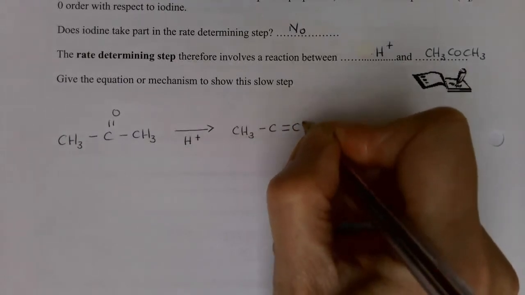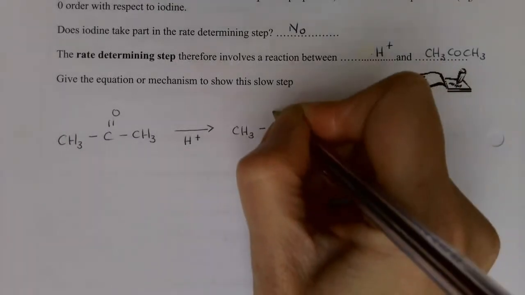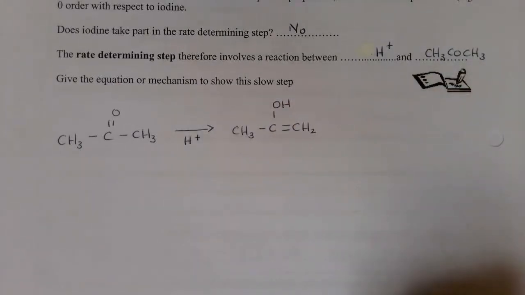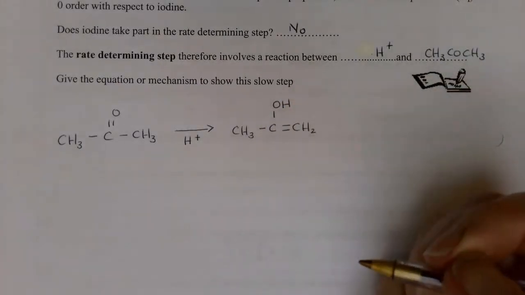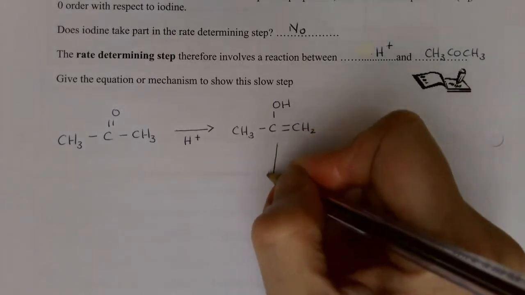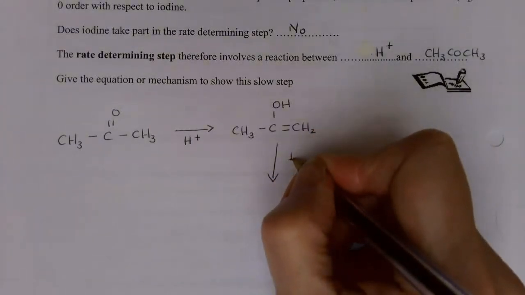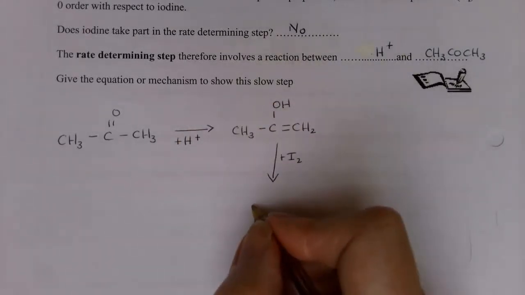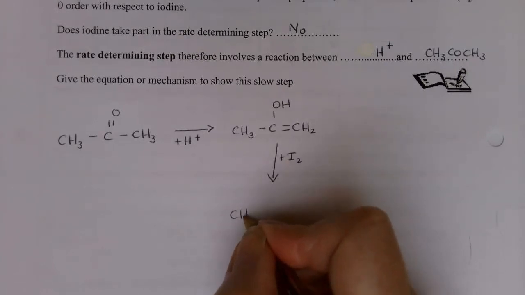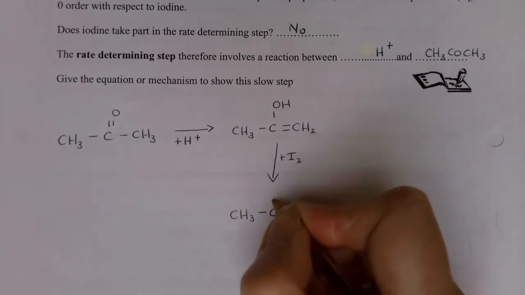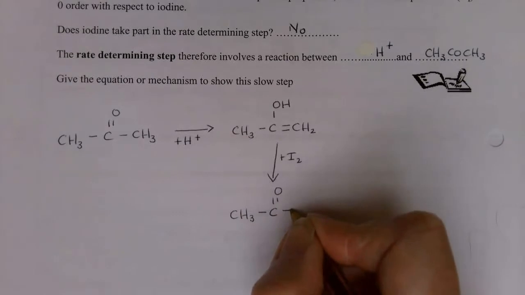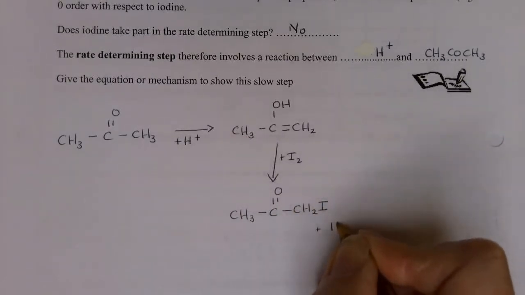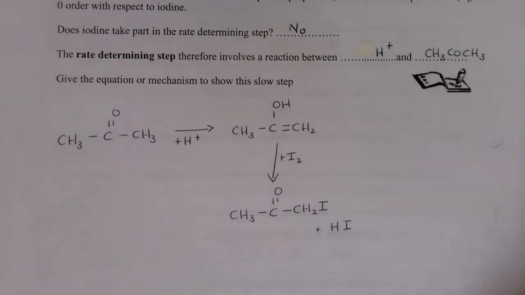Double bond now to a CH2 group, and I've now got the hydrogen joined onto the oxygen. This is a very unstable species. It reacts very quickly with the iodine. So we're adding iodine here, and we make our product CH3. I've reformed the double bond oxygen, and I've got my CH2I, and I've now got my HI as well.